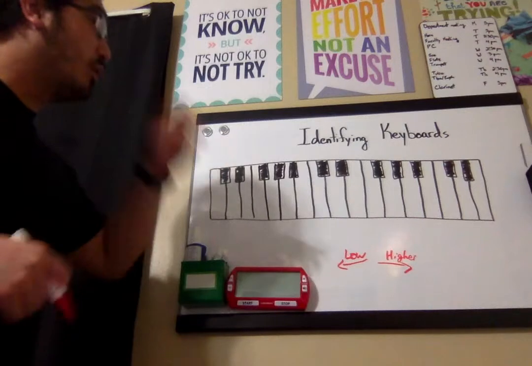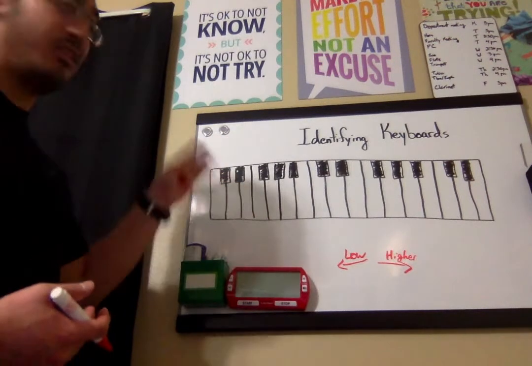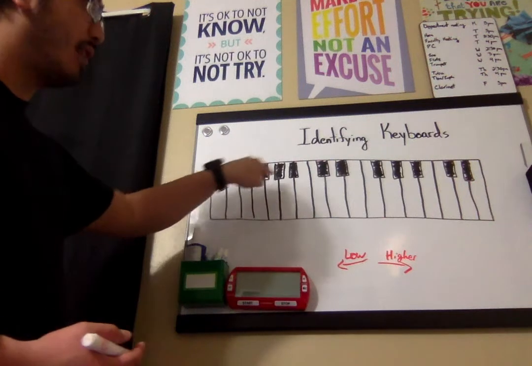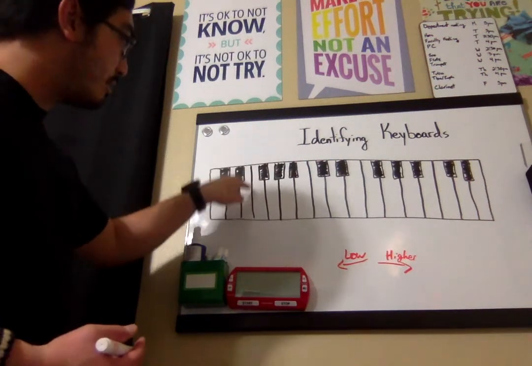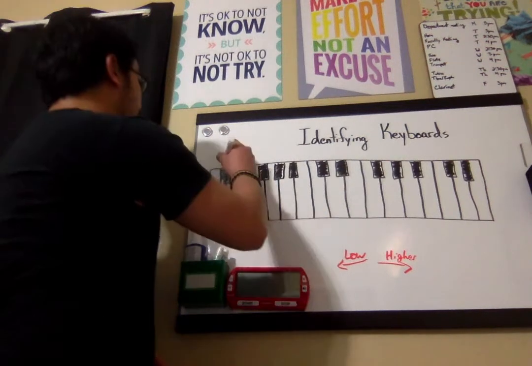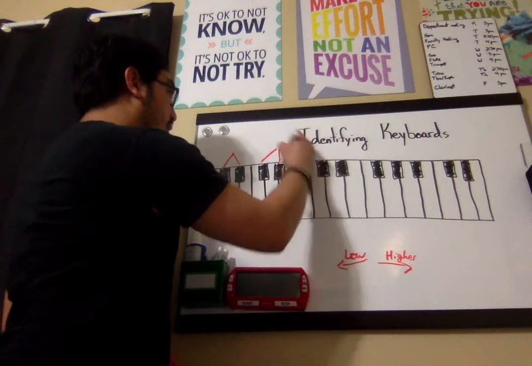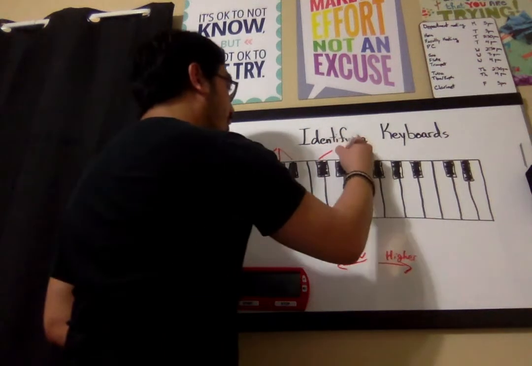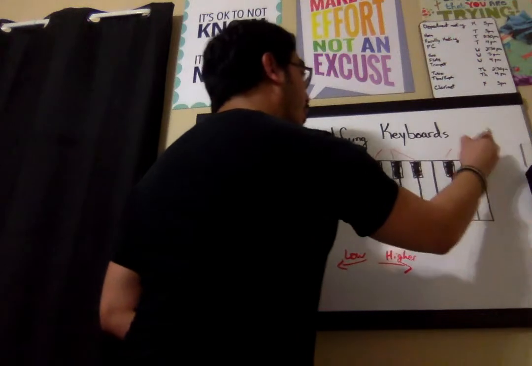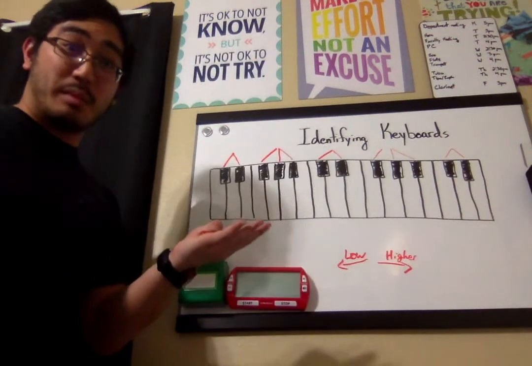So the only way to identify a keyboard and the notes that you're playing is to look for the pattern of black keys. Black keys come in patterns of 2 and 3. If you notice, there's a space here where there's no black key. You have patterns of 2, 3, 2, 3, and so on. I just don't have enough space on my board.